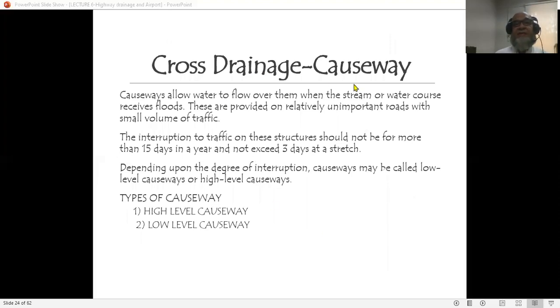Then there are causeways. The difference between bridges, causeways, and culverts: bridges allow water to pass under them. Causeways, in some circumstances, allow water to pass over them. So again, we can say the height of the causeway structures is lesser as compared to culverts. These causeways should not be provided for very important structures. They are only for small roads in village areas or rural areas.